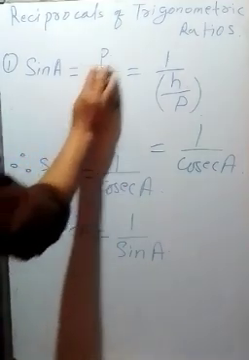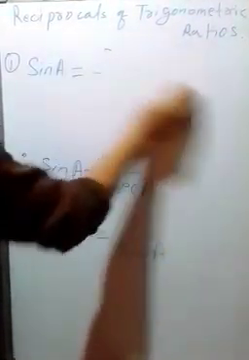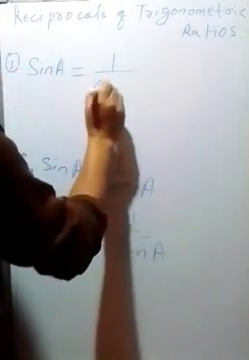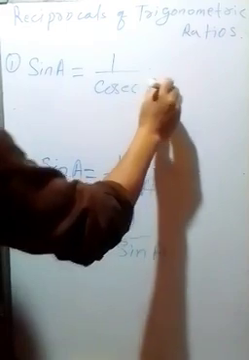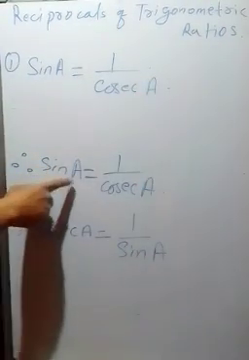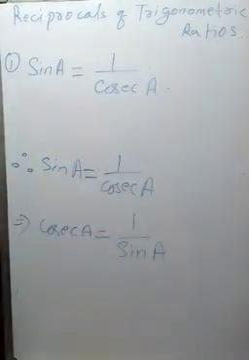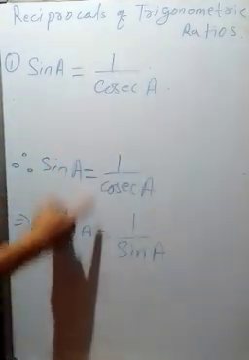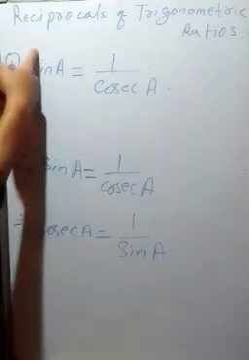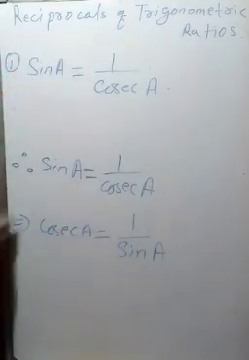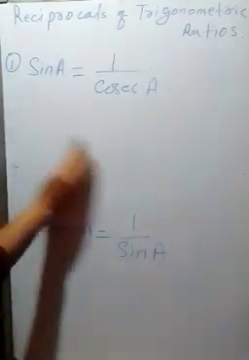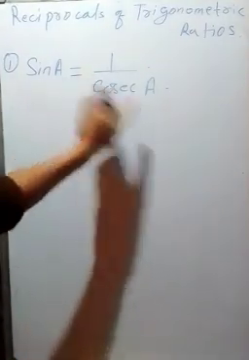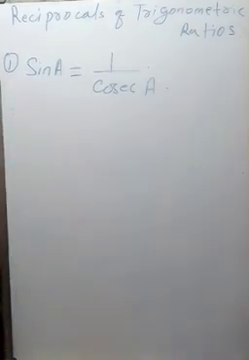Therefore I will write here all the remaining reciprocals. First, sine A is the inverse of cosec A. Or when you want to find the inverse of cosec, it goes down, this will be up, so inverse of sine A. No need to find the inverse of cosec A separately, because inverse of cosec is inverse of sine A.